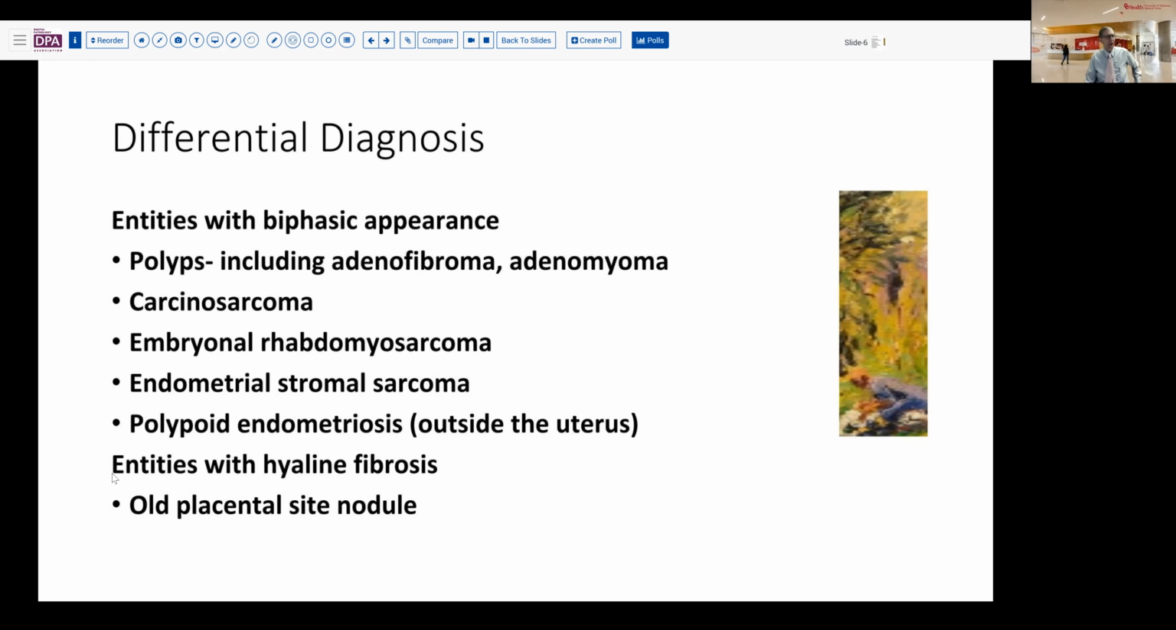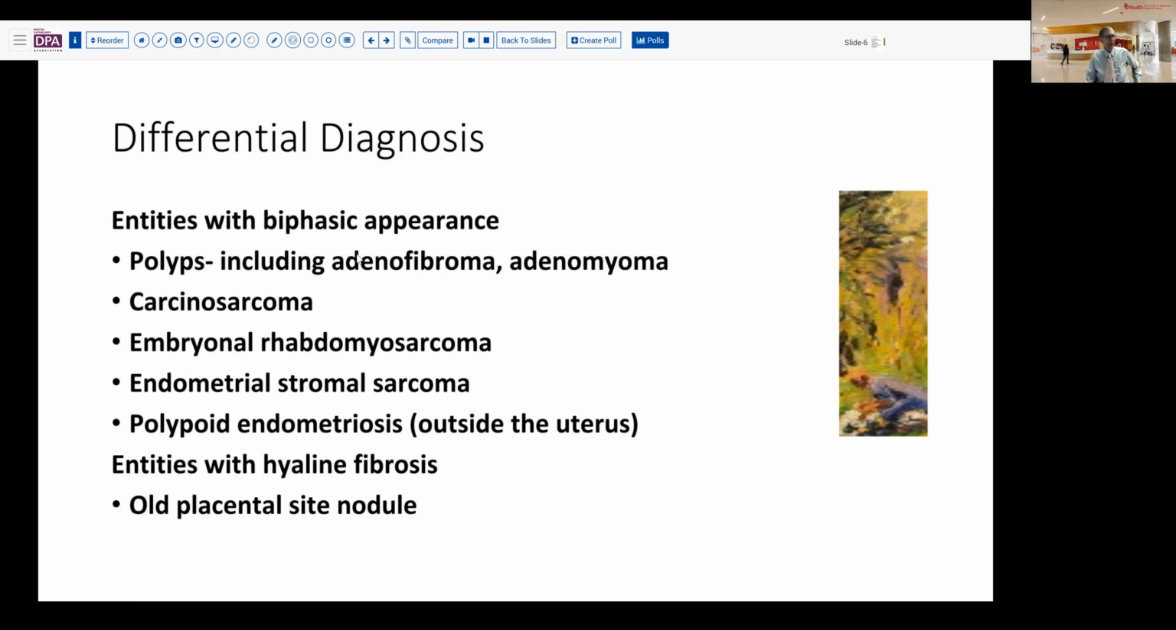And to our differential diagnosis, then, we would have to also add entities with hyaline fibrosis, old placental site nodule, and some of these other entities, polyps and so forth, that can also have hyaline type fibrosis.